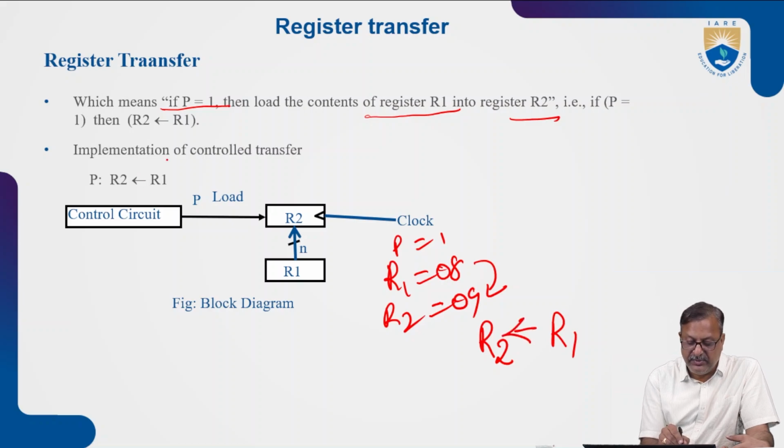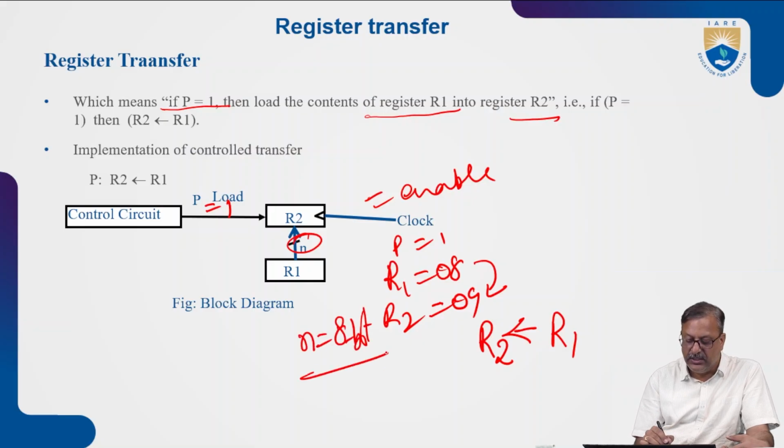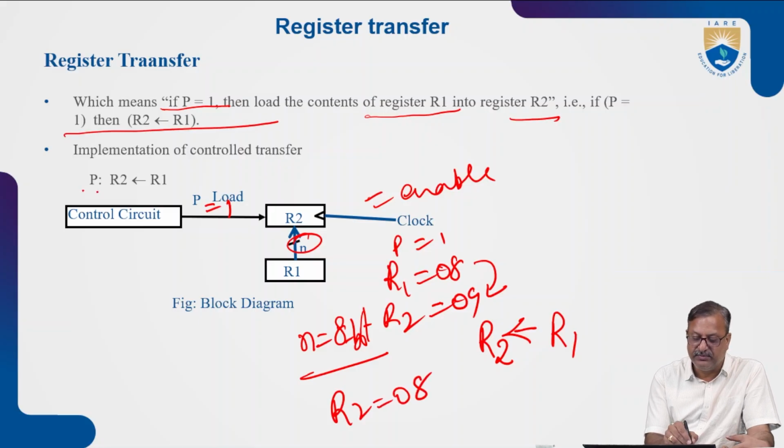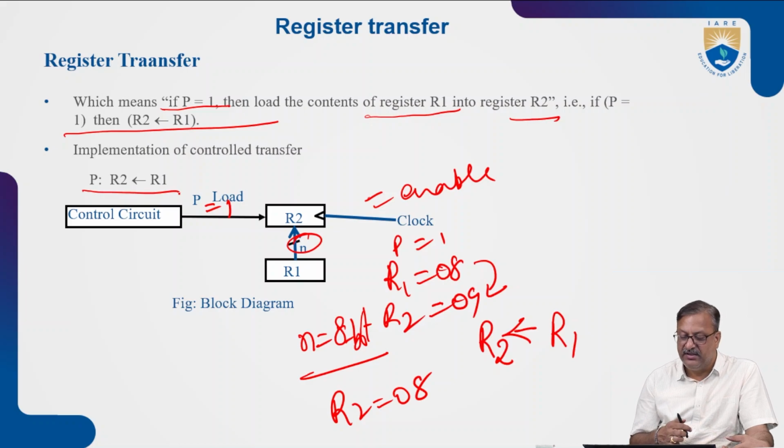Implementation of control operations. See, this is the control circuit. P is equal to 1. The clock is enabled for one clock cycle. Now the value N is what? N is equal to 8 bits. Let's take an example. Now this value has to be moved to R2. What is the new value in R2? R2 will be 0.8, replacing 0.9. That is the indication of this particular operation we are defining from the previous slide.